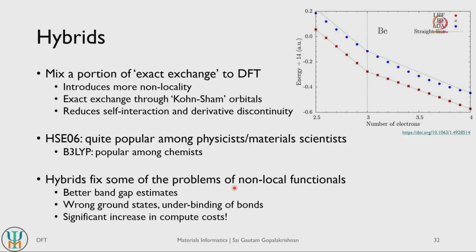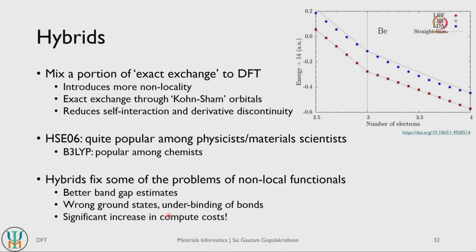Hybrid functionals do fix some of the problems of semi-local functionals. They do give you better band gaps compared to what you get in LDA, GGA or meta-GGA functionals, but hybrids do not fix all of the problems. They do get wrong ground states and they do have underbinding problems of bonds. So they do overestimate the bond lengths compared to what they should be.